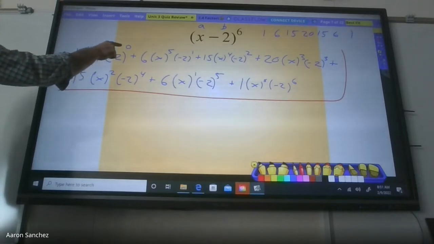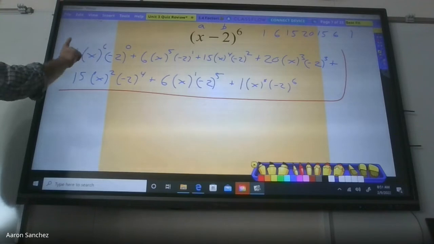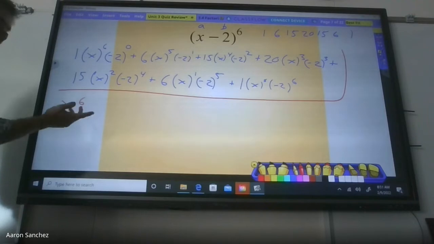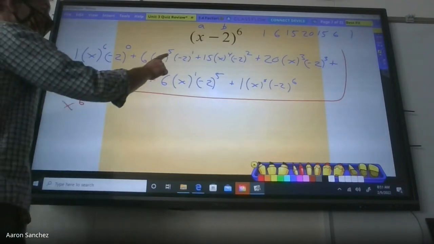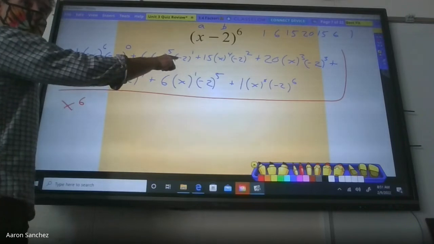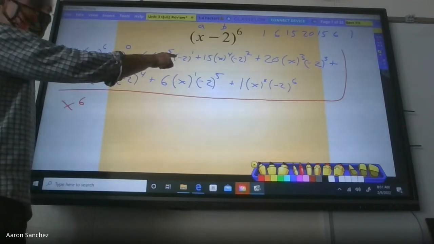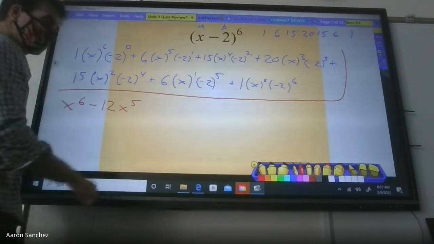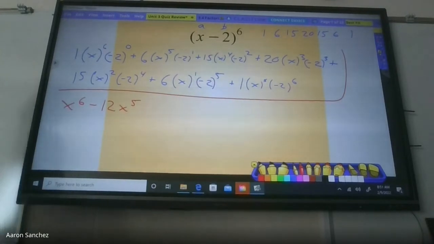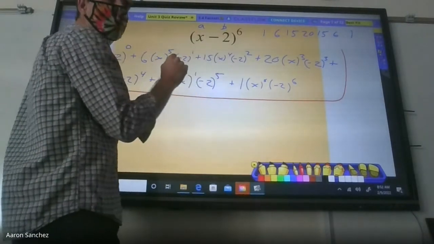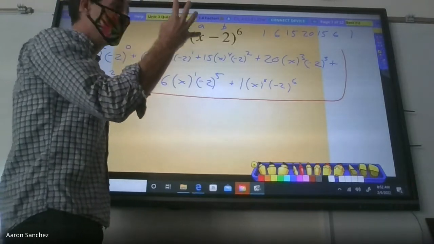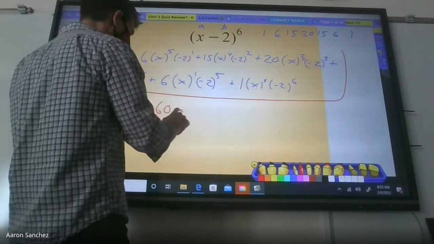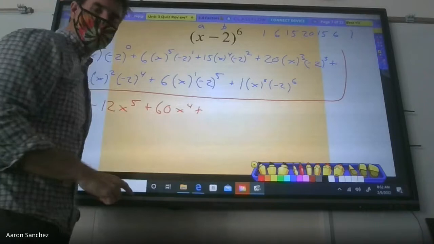So negative 2 to the 0 is 1, times 1 is 1, times x to the 6. So I got x to the 6th. Negative 2 to the 1, what's that? Times 6. And let's do this one now. Negative 2 to the 2, positive 4. 4 times 15 is 60, x to the 4th. Plus.